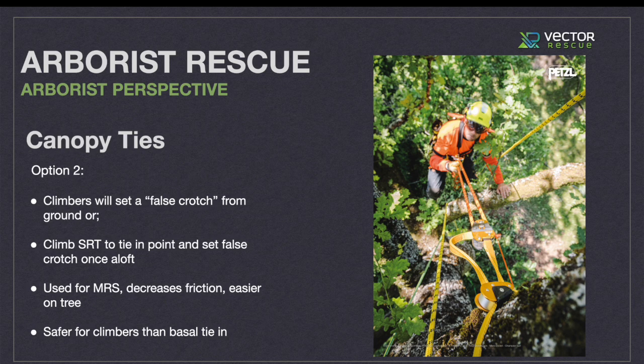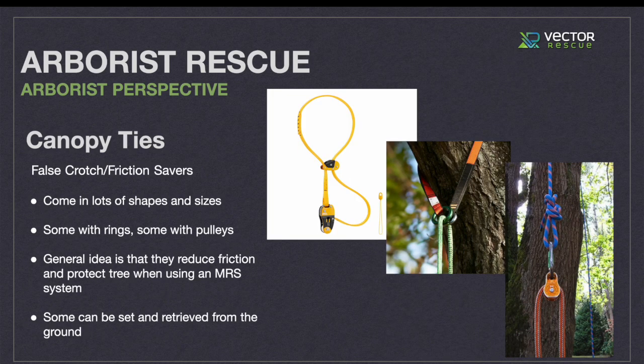So what a lot of climbers will do is use SRT with a basal tie to get up to the tree, and they'll set what's called a false crotch or a friction saver, and then convert to a moving rope system, so they don't have that anchor strand down on the base. Lots of different variations of this. There's commercial devices.